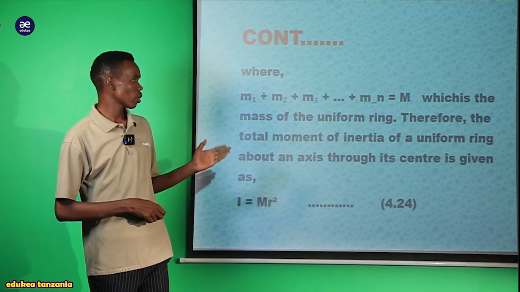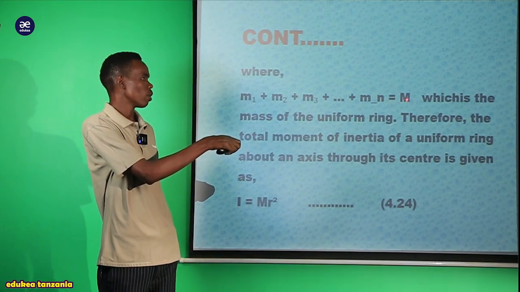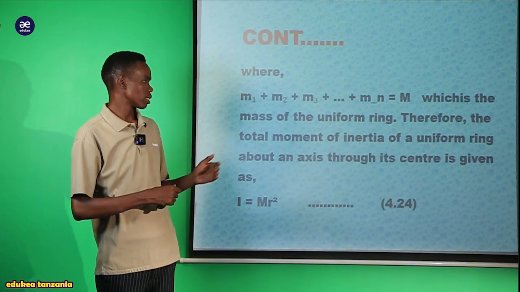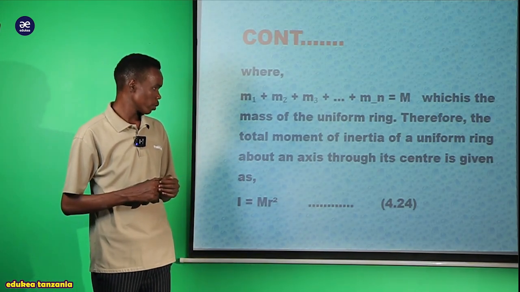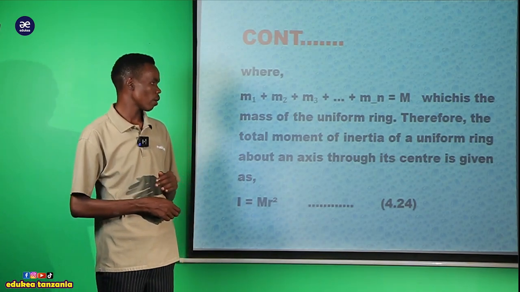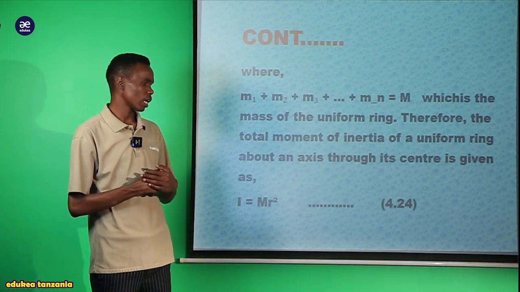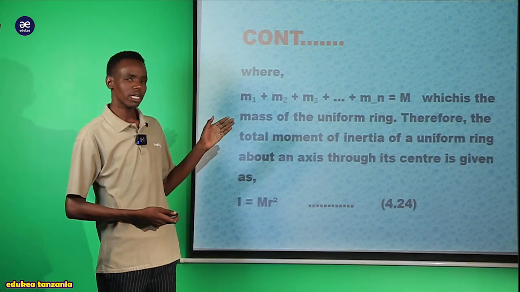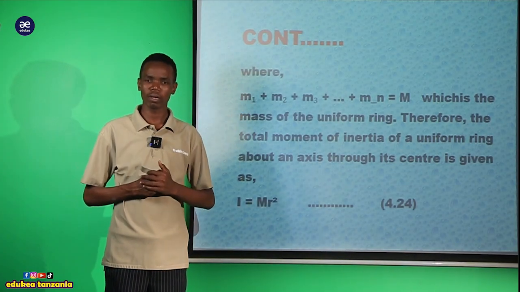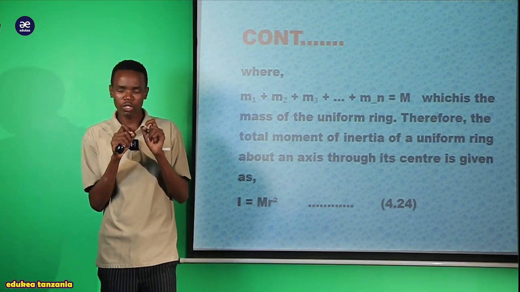As I told you, the sum of the masses here must be equal to m, which implies the mass of the uniform ring, as we try to observe. So we should conclude by saying that the total moment of inertia of a uniform ring about the axis through the center is given as this one, after making mass 1, mass 2, mass 3, and also the nth terms of the mass be the single mass, the mass of the uniform ring.